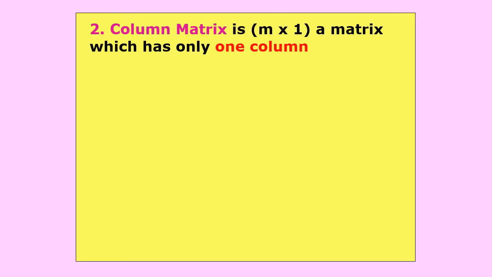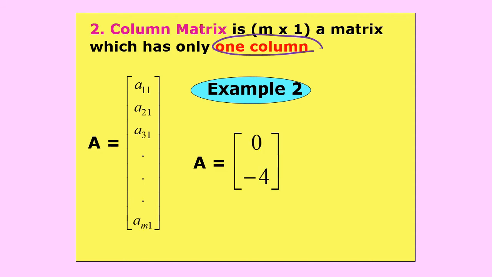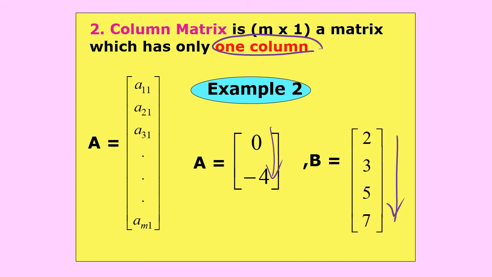The second type of matrix is the column matrix. It is the opposite of the row matrix, so we only have one column. It should be vertical. This is the example. Example A is 0, -4, going to the bottom. And then example B, 2, 3, 5, 7, going to the bottom.